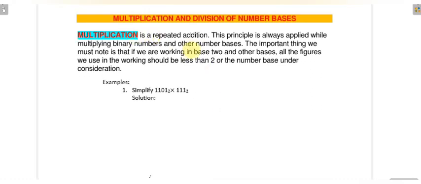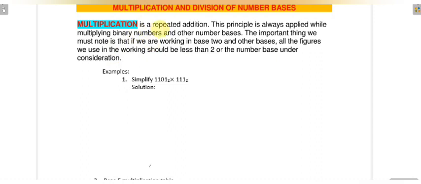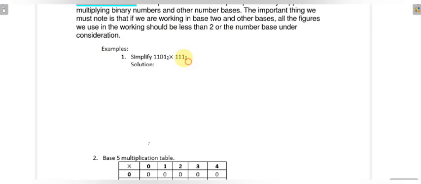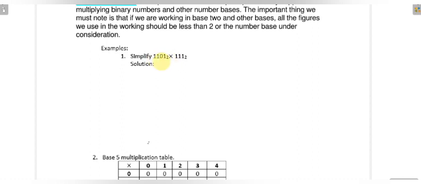So let's look at multiplication and division of number bases. Multiplication is just repeated addition, and this principle is always applied while multiplying binary numbers and other number bases. The important thing we must note is that if we are working in base 2, all the figures we use in the working should be less than 2, or the number base under consideration. So you can see that these are in base 2. All the numbers are 1 and 0, they cannot get to 2.